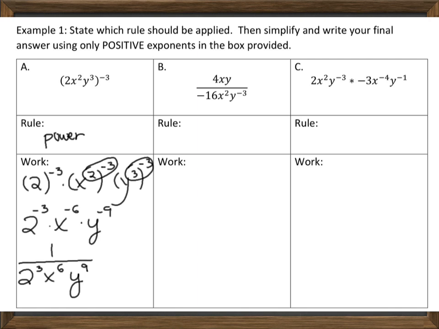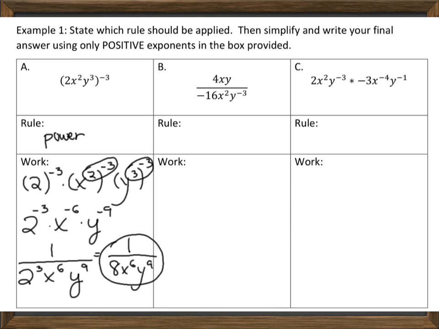So now, we can evaluate 2 to the third power. 2 to the third power is just 2 times 2 times 2. 2 times 2 times 2 is 8. So we have 1 over 8x to the 6th, y to the 9th. That is our final answer. Okay, let's look at part B.